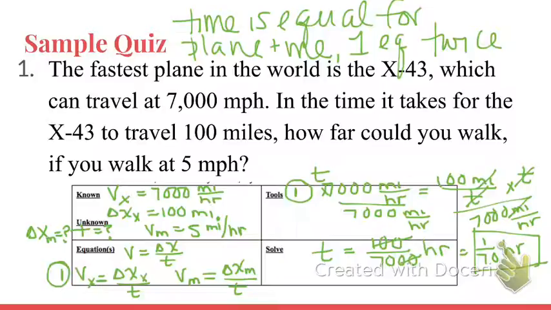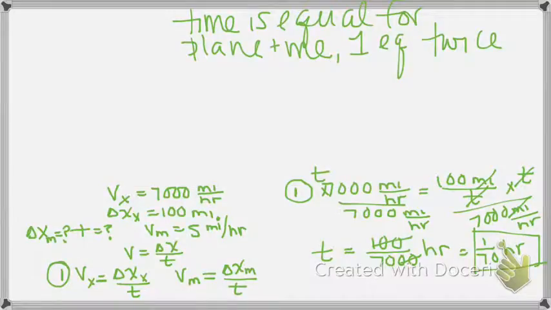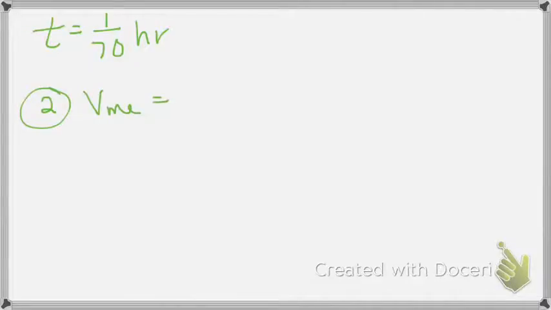So I'm going to go on to another page. Is everyone ready for me to do that, for this to go away? So now I have time equals 1/70th of an hour, and I'm going to go into that second equation, which is my velocity stuff. V me equals delta x me over t.